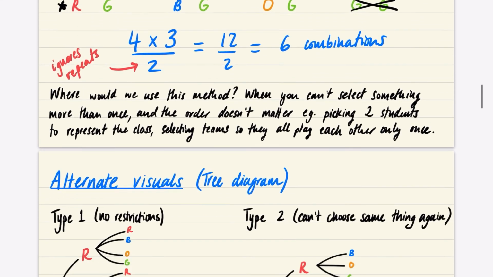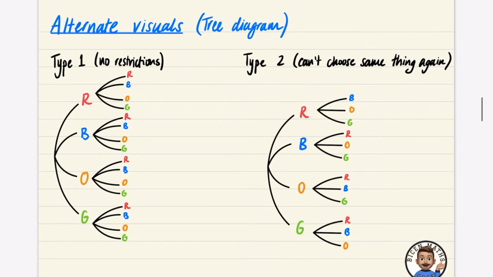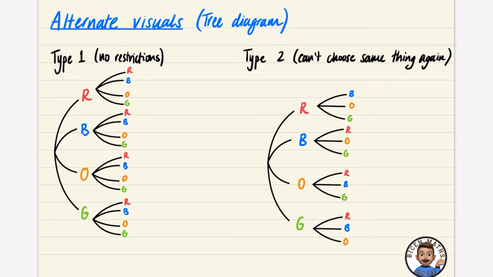So there's a bit of a summary that we've got here. Before the summary actually, there's an alternate visual that might help you see what was going on here. So type 1, where there was no restrictions, this first section of the diagram, this is where he's starting off deciding what outfit he wants to do. This is his shirt choices. He could either do red, blue, orange or green.